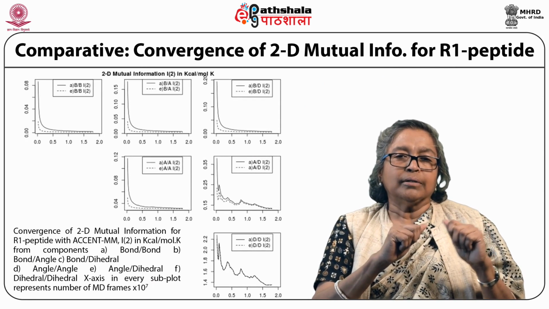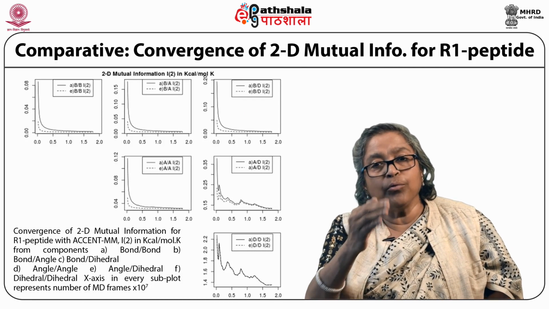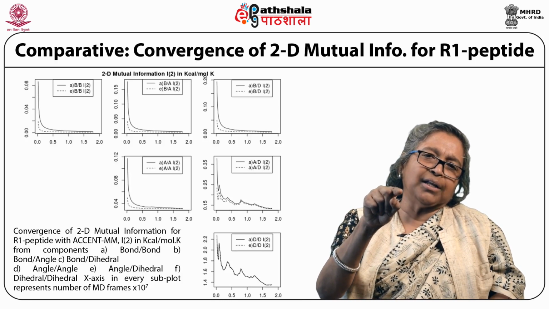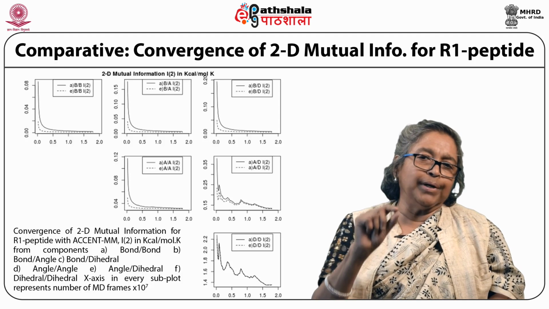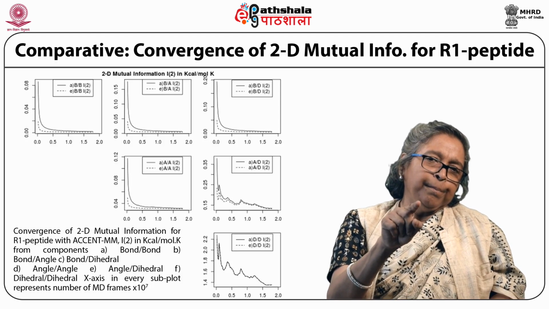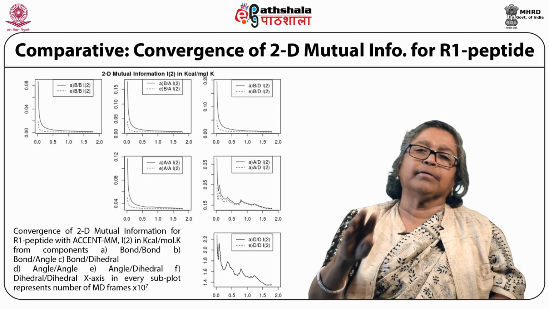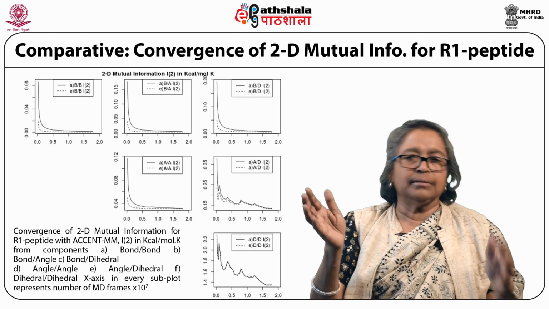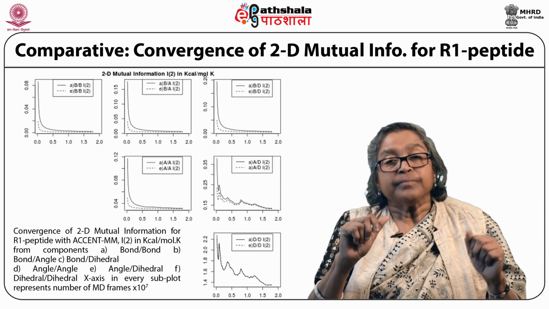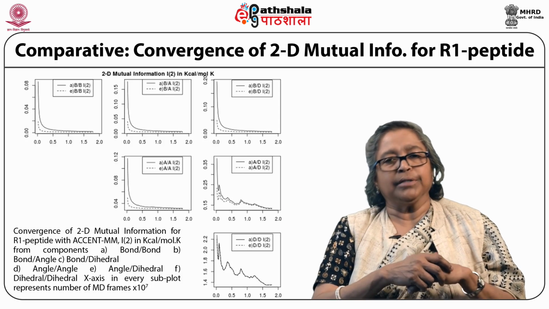Here I show you the other method, called the Accent-MM method, by which I also want to show you that most of the conformational entropies are converging. However, you can notice the last two are converging very slowly. And that only tells you the torsions are the most difficult to get proper convergence for, if we run a very short trajectory and collect fewer conformers.